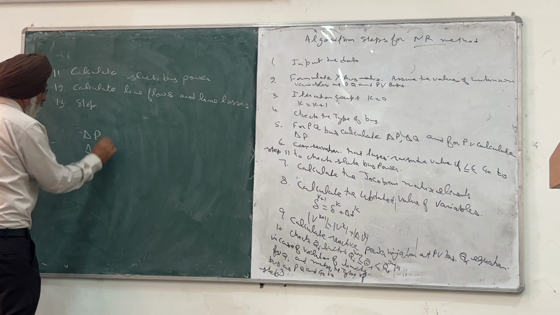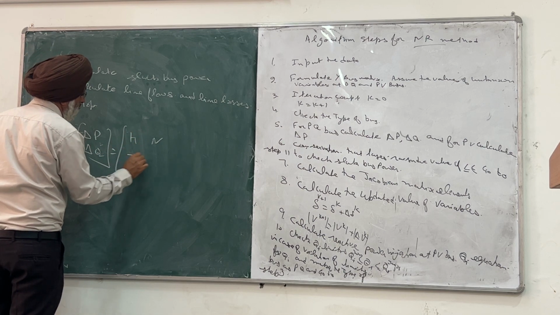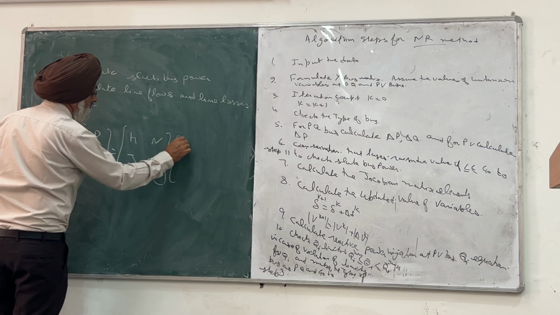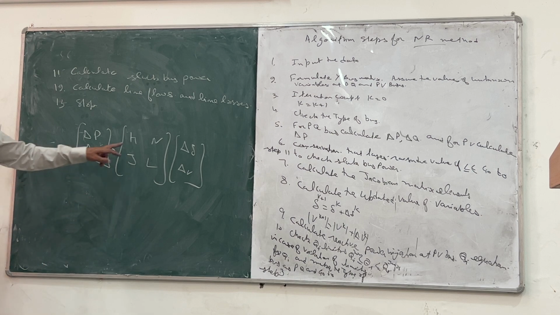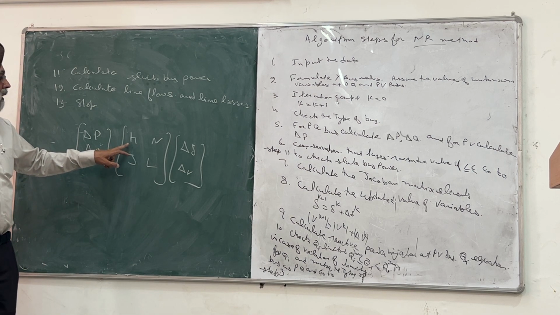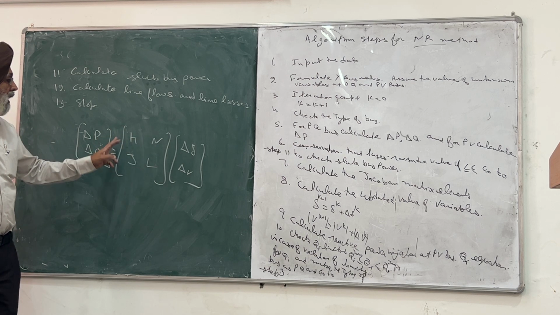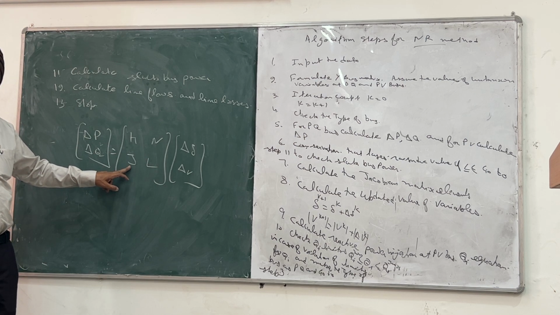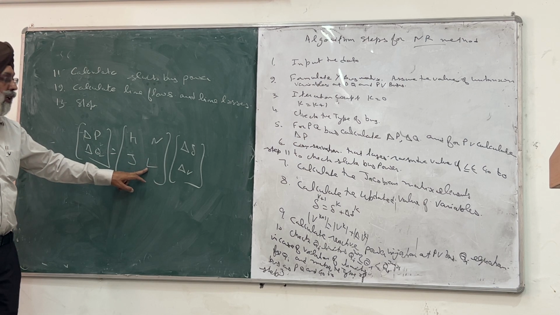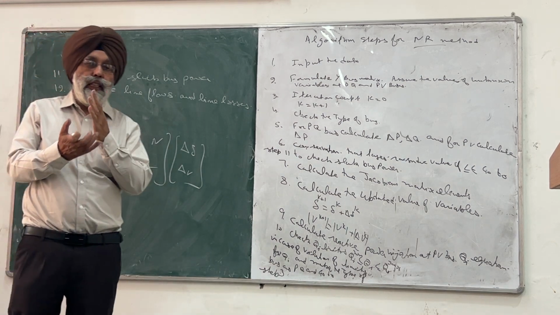delta Q is equal to H, N, J and L times delta delta, delta V. So H is the derivative of P with respect to delta, and N is the derivative of P with respect to V. J is the derivative of Q with respect to delta, and L is the derivative of Q with respect to V.